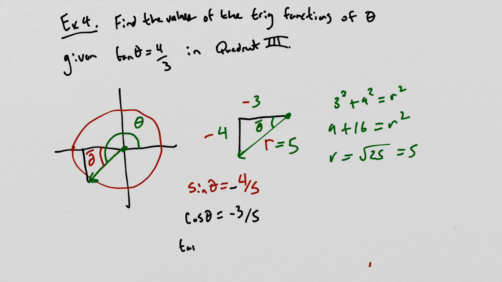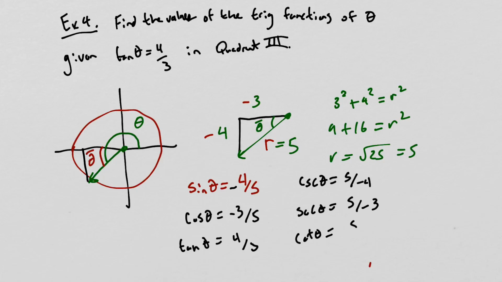Tan theta is given by 4 divided by 3. Cosecant theta is given by the hypotenuse divided by the opposite, so 5 divided by negative 4. Secant theta is the reciprocal of cosine theta, so we'll get 5 divided by negative 3. And cotan is the reciprocal of tangent, so we'll get 5 divided by 4. Excuse me, cotan should be 3 divided by 4. So this is a 3.